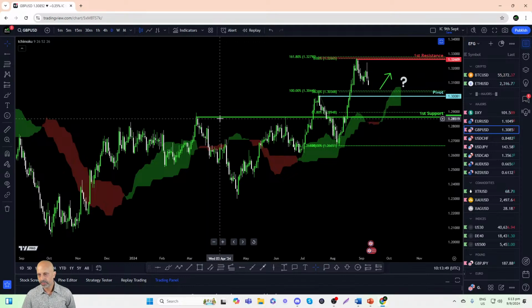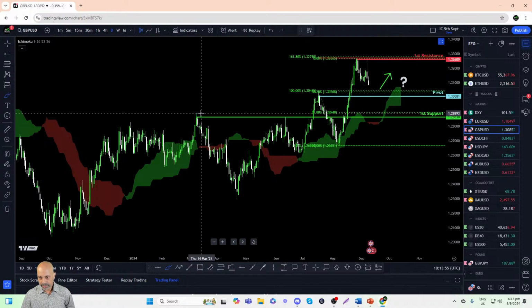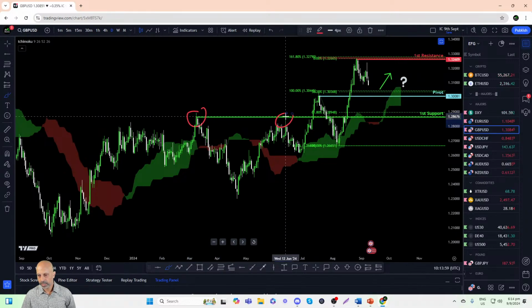Now the next support for cable is going to come in at this multi-swing high resistance, right? Previously it was a swing high resistance on 8th of March and another swing high resistance on 12th of June. Now this level could potentially function as support. We see a period of consolidation here in July, a little bit of support in July, and resistance once more in mid-August as well. So this is a pretty decent overlap level, which we can identify as the first support.